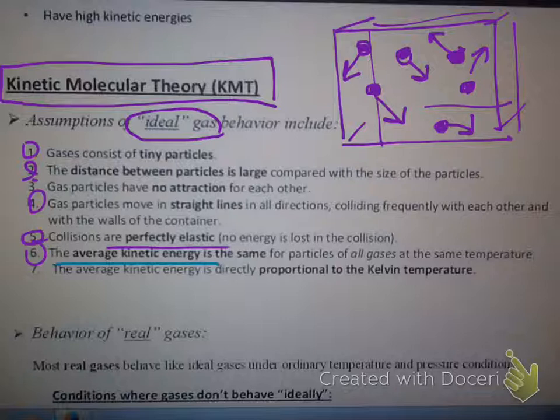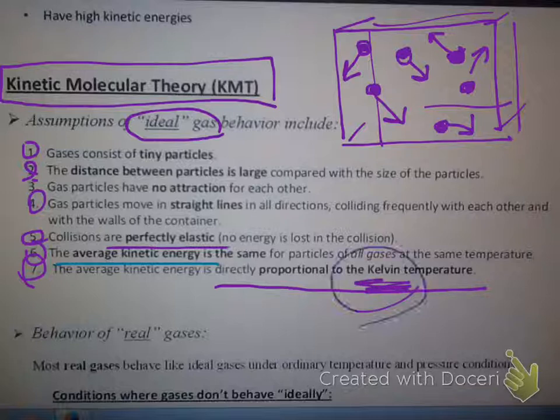Alright, let's move on to the last postulate here. The last part of the kinetic molecular theory says that the average kinetic energy is directly proportional to the Kelvin temperature. And notice the Kelvin temperature. That's going to be a main theme in the gas chapter. Whenever we do anything with gases, just always, please, use the Kelvin scale for temperature.